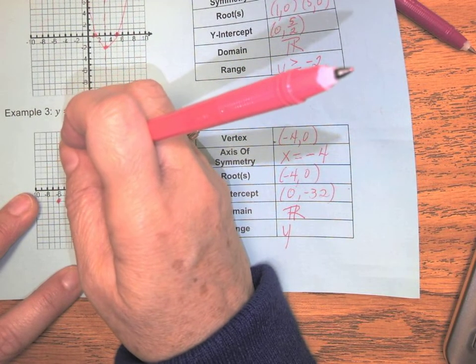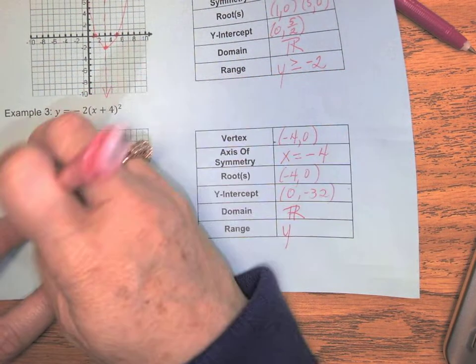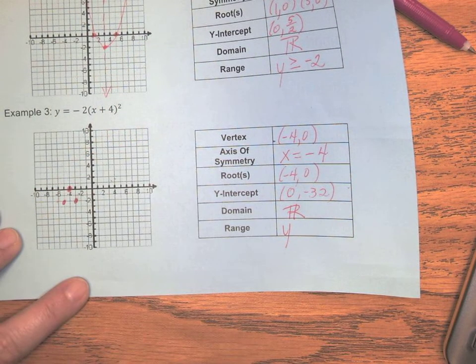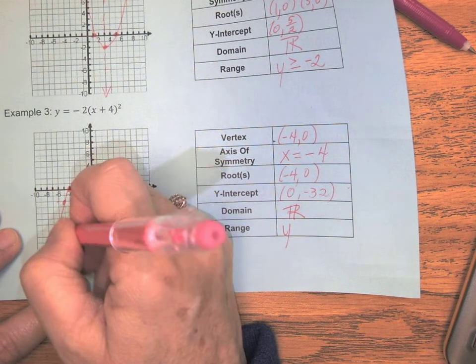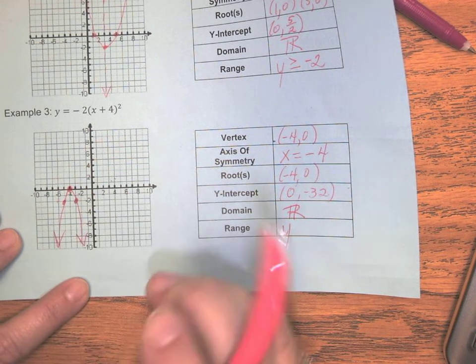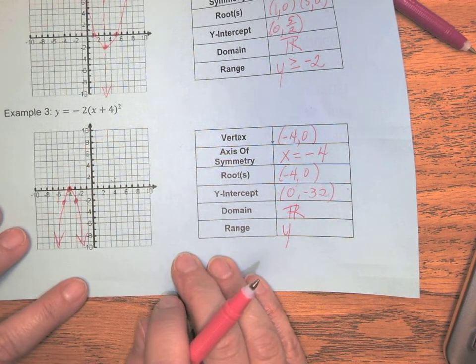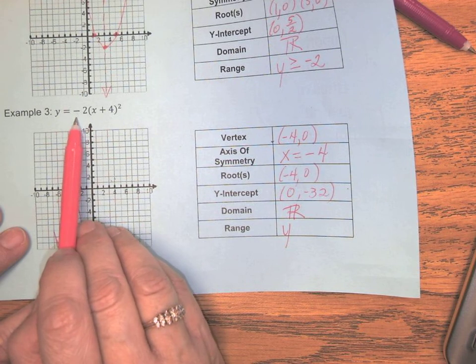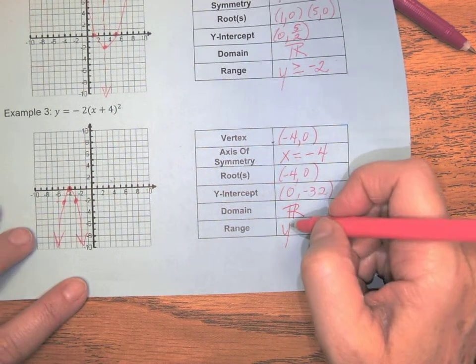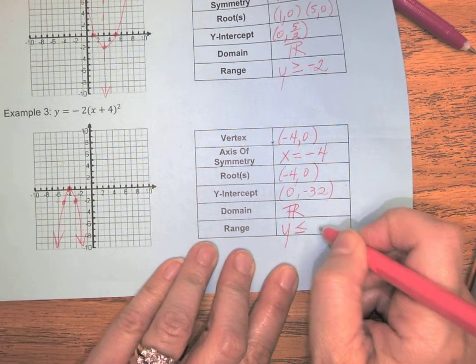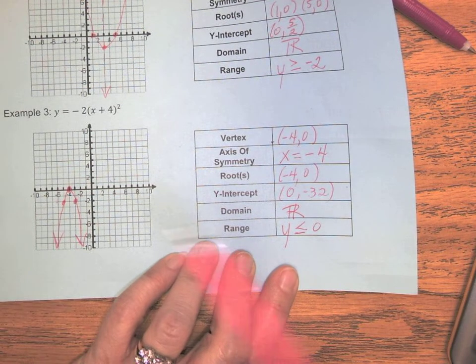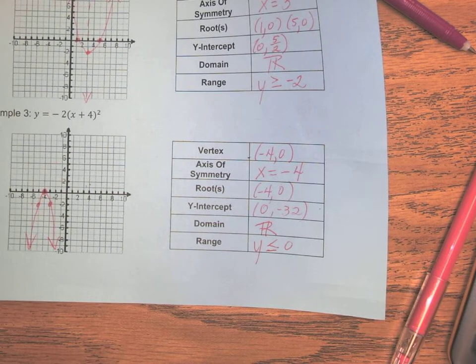What did I do wrong? I put it on 6. Okay, this one's upside down. It has a maximum. Our vertex is a maximum. It's upside down. I want you to notice something. This negative's what made it go upside down. We'll talk more about that later. So since it's upside down, y is less than or equal to the y value of the vertex, which is 0. So there are some ways to identify from the calculator the characteristics of a parabola.